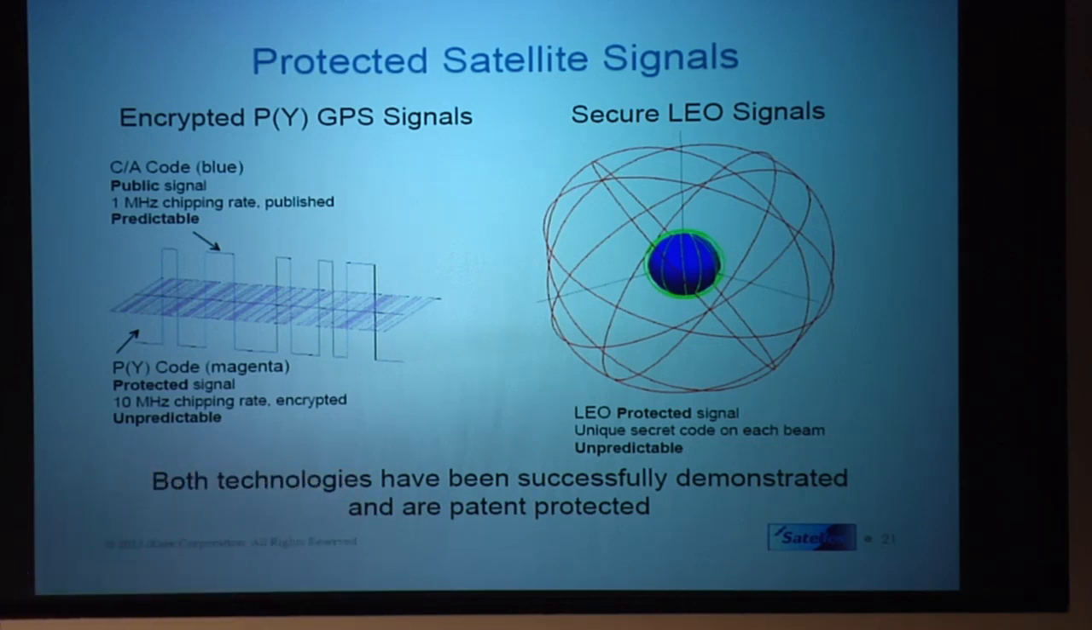And on the right, you see two bird cages. The outer one is MEO. Those are the GPS satellites. The inner one is a LEO constellation. In fact, it happens to be Iridium, but that's not germane, other than it's there. And the idea there is to do the same kind of thing, generate a code under control of the service provider, and broadcast it from the Iridium satellites.